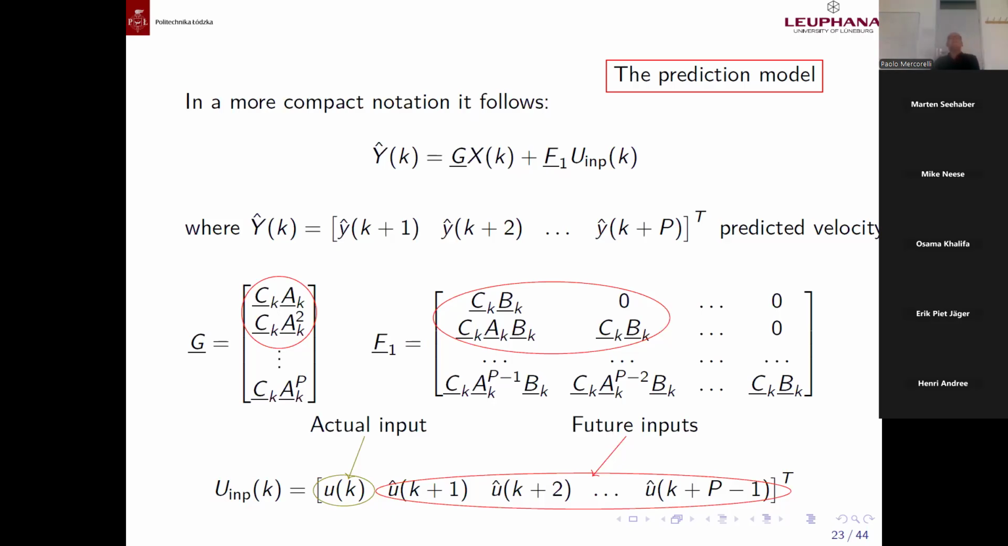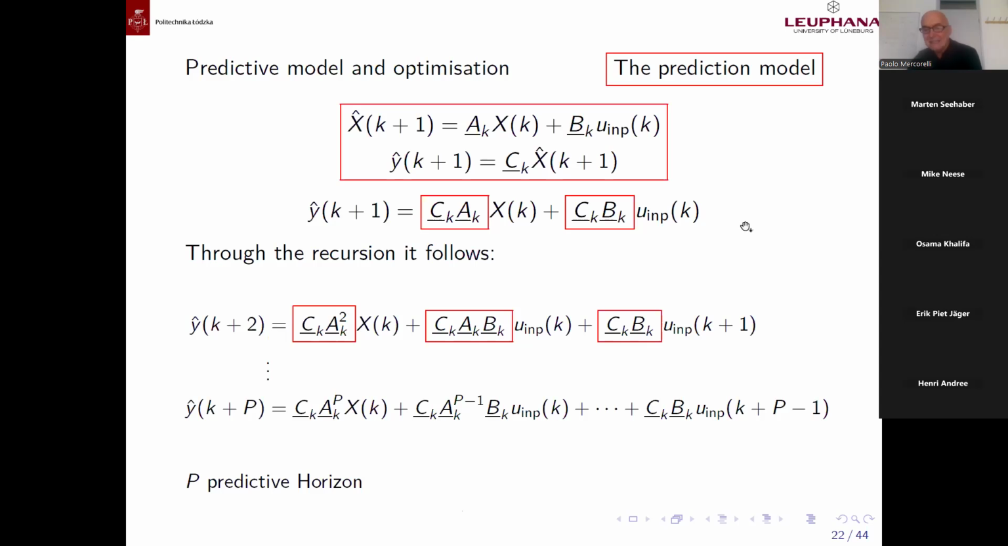What is F1? Everything which remains when I exclude the contribution of x capitalized of k, and this F1 is the matrix related to the product with the column vector u input k, which is summarized here, because these elements are exactly all elements in these expressions related to u input k, k plus 1, k plus 2, until k plus p minus 1.